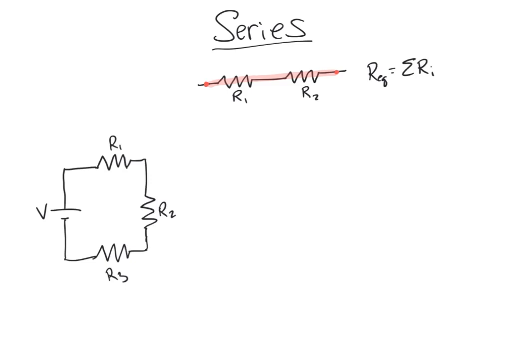So in this case, we could write the equivalent resistance of our entire circuit as R1 plus R2 plus R3. And since we know the total voltage of our circuit, which is just V, we can compute, for example, the total current, which would be I is equal to V over the equivalent resistance. So now we know the current through all of them. Now, since they're in series, the current is forced to be the same.